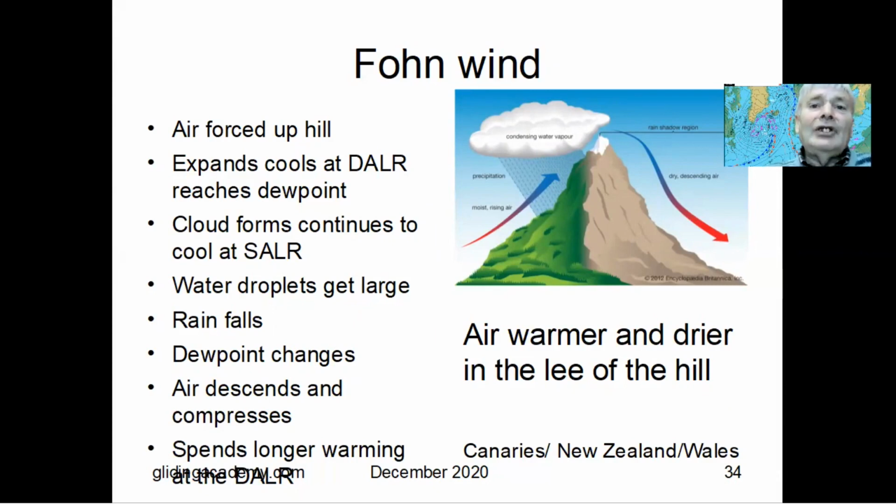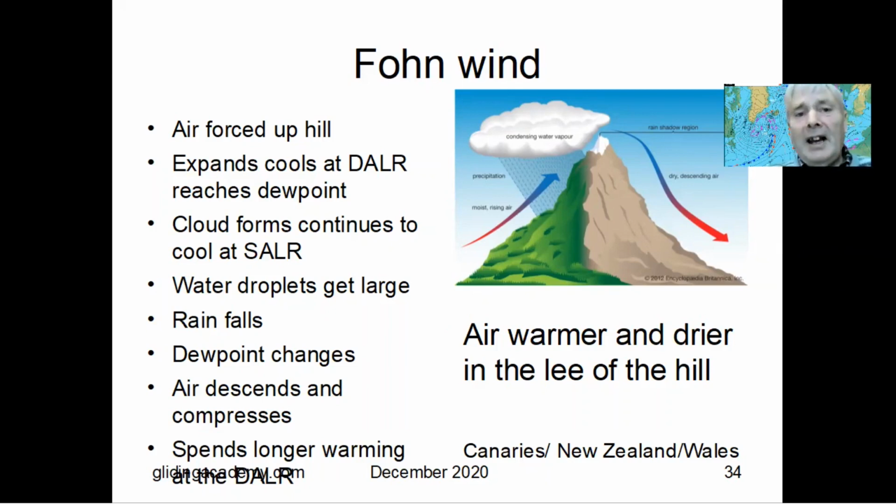So as air descends down the lee side of the hill, you will find that it warms initially at the saturated adiabatic lapse rate, but it won't be very long because it's got a new dew point now where the remaining moisture will be reabsorbed into the air, and then it will continue its journey on down to the bottom of the hill, warming at 3 degrees C per 1,000 feet.